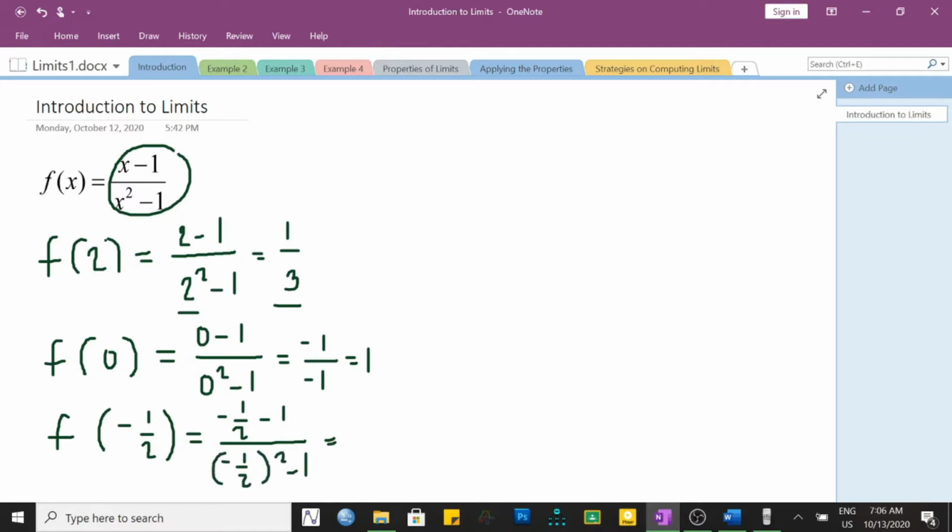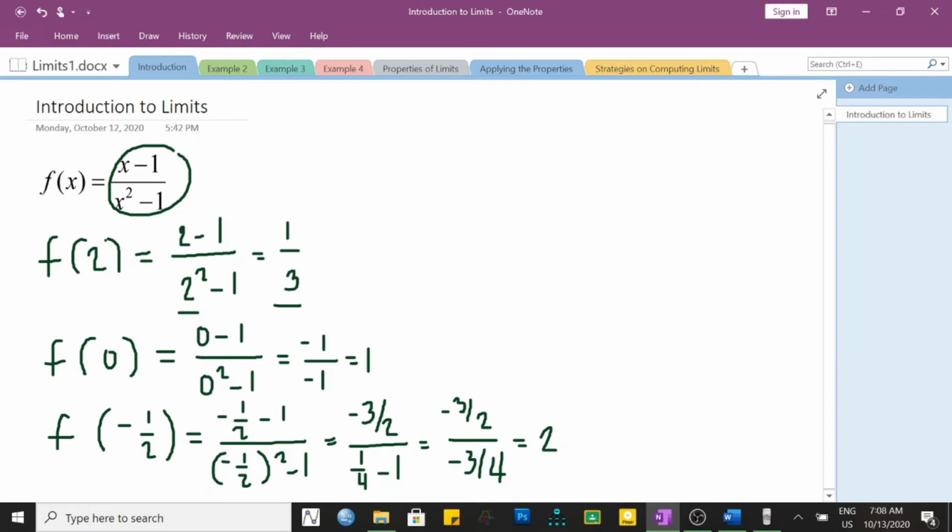Substituting negative 1/2, we would have negative 1/2 minus 1 over negative 1/2 squared minus 1. Negative 1/2 minus 1 is just negative 3/2. The square of negative 1/2 is 1/4 minus 1. So that we have negative 3/2 all over 1/4 minus 1, we have negative 3/4. Simplifying it further, we would have positive 2.